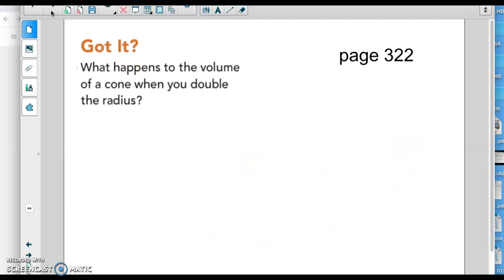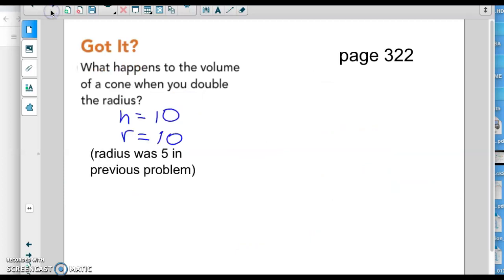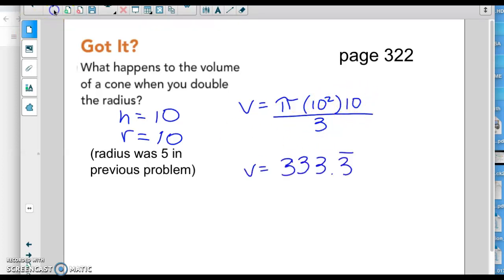What happens to the volume of a cone when you double the radius? So if you recall from the previous answer, the radius was 5. So we're going to double the radius to be 10, and the height's going to stay the same. So let's go ahead and look at our formula here. So our volume is pi. Let's keep it in terms of pi. 10 squared, so instead of 5 squared here, we're going to make it 10 squared. The height stays the same, and we're going to divide it by 3.